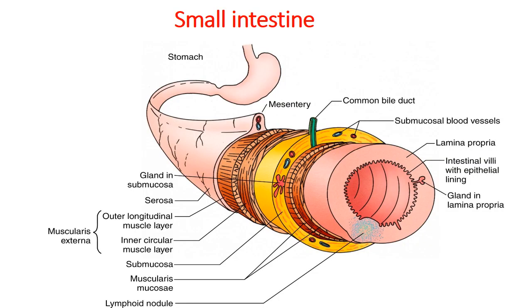The small intestine consists of four layers. The outer is the serosa layer, and the next layer is the muscularis externa. It consists of two layers: an outer longitudinal muscle layer and an inner circular muscle layer. The next layer is the submucosa, which contains various glands and blood vessels, and then the innermost layer is the mucosa.